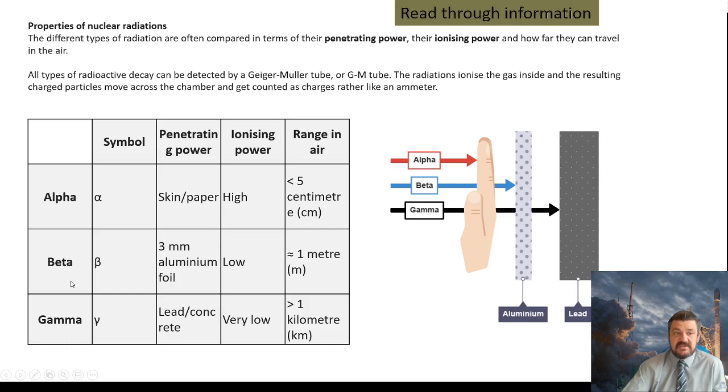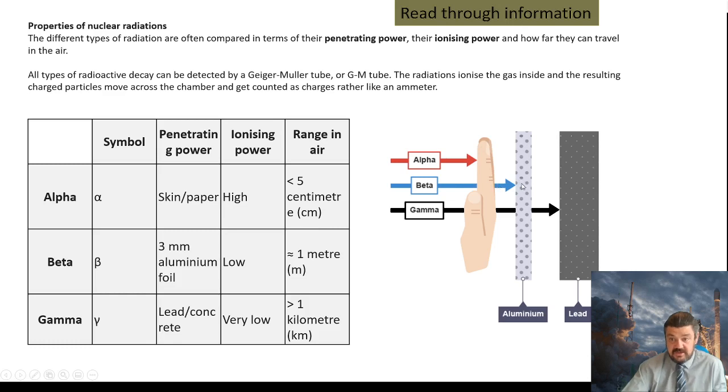Now we've got beta decay. So we've got our beta, there's our symbol. Its penetrating power: it will stop at 3 millimeters of aluminium foil. It's not got a particularly high ionizing power, so it's not particularly dangerous compared to alpha. And its range in air is approximately 1 meter. So if we go back to our diagram, we've got our beta decay. It goes through the hand, but it gets stopped at the aluminium sheeting.